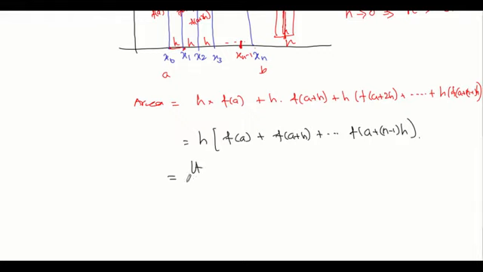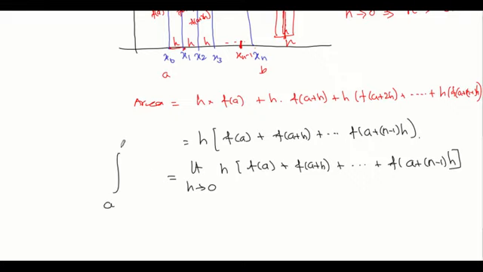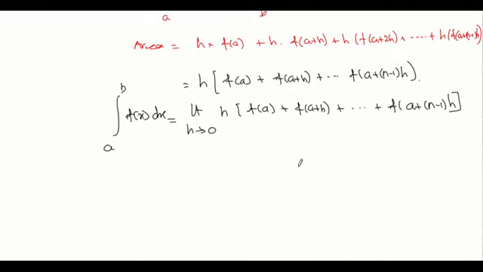That means the limit h tends to 0, h into f of a plus f of a plus h plus f of a plus 2h etc. plus f of a plus n minus 1 into h. Now this is nothing but the area, integral a to b f of x dx, area under the curve. Okay children, so hope you all understood this, the limit of a sum. We are representing the definite integral as a limit of a sum.